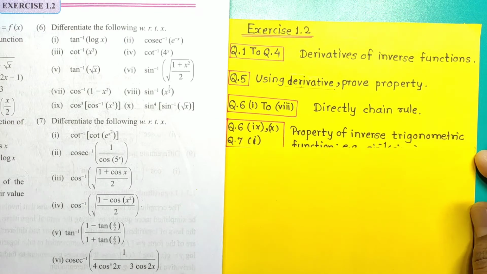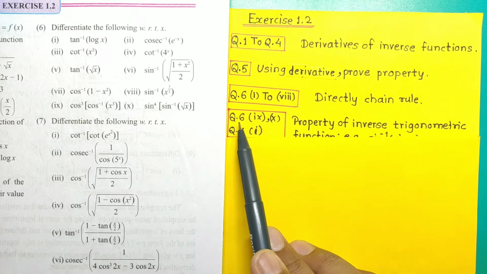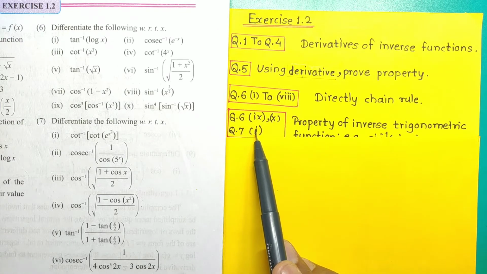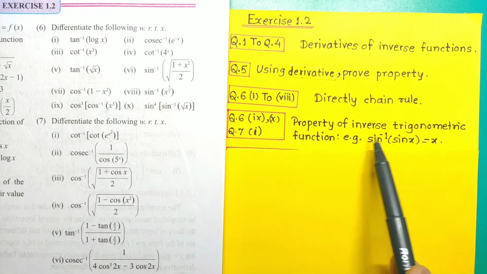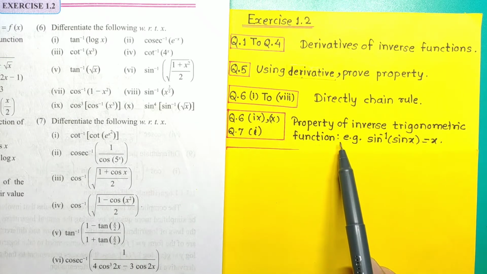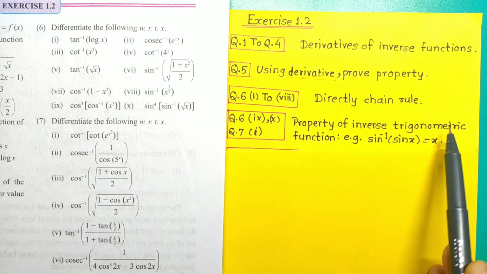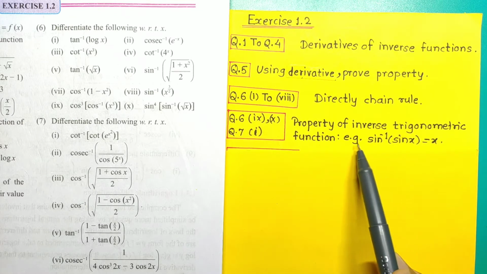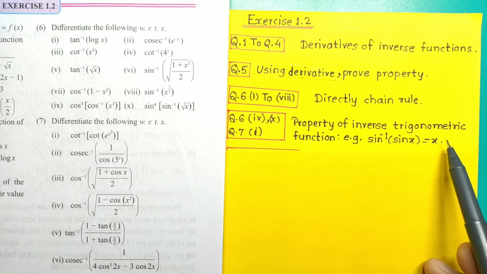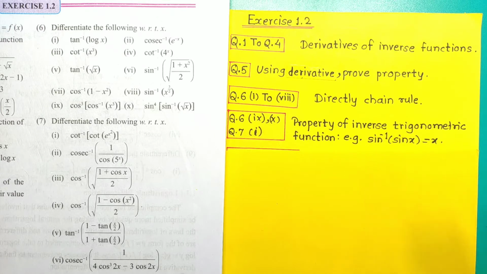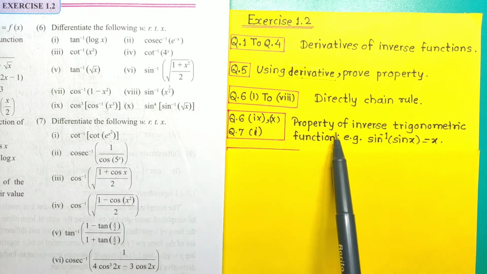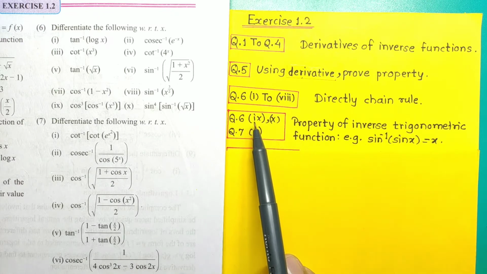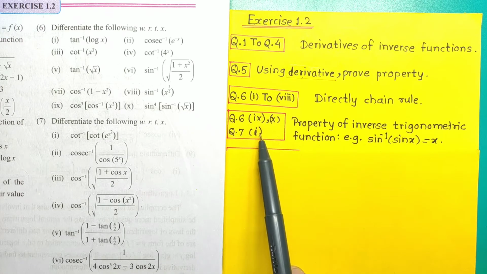Then for sub questions 9 and 10 from this question 6 and for sub question 1 from question number 7, we use properties of inverse trigonometric functions. See which properties we use there, like sin inverse of sin x is equal to x or cos inverse of cos x is equal to x, etc. So we have used this property to solve these three sub questions.